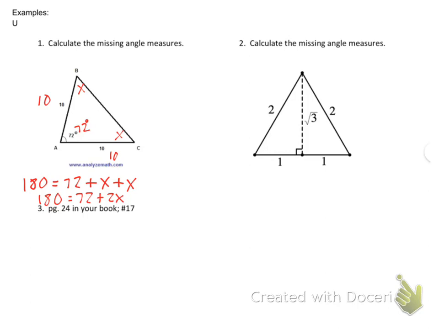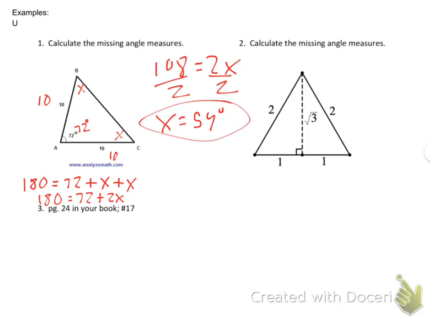Subtract 72. I'm going to run out of room there, but that gives me what? 108. 108 equals 2x. Divide by 2. 54. X equals 54 degrees. So that means B and C are both 54 degrees. And 54 plus 54 plus 72 equals 180. Oh yeah.